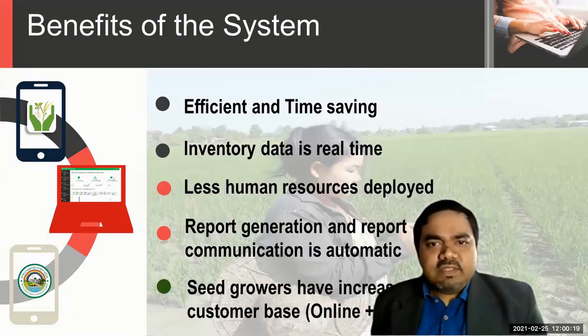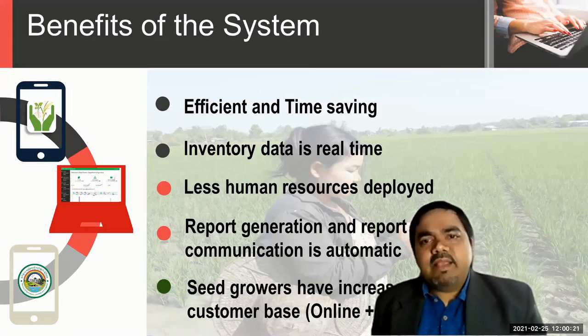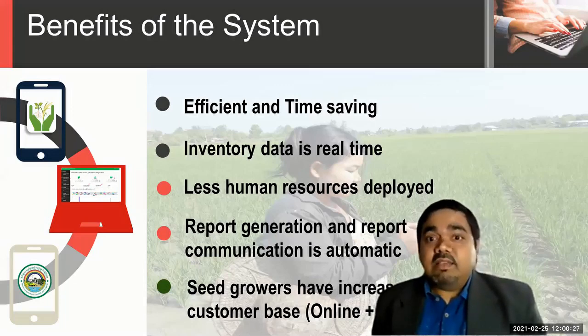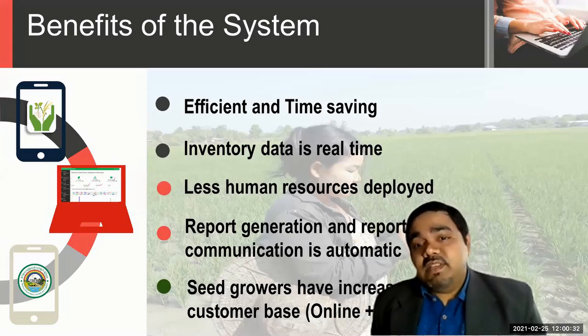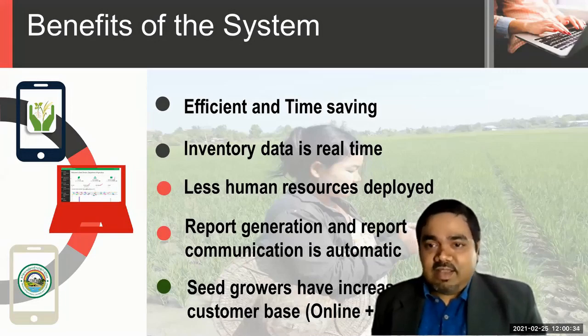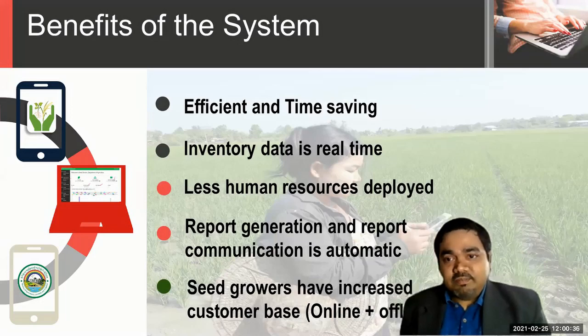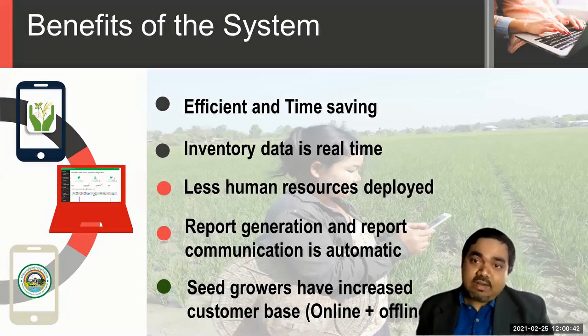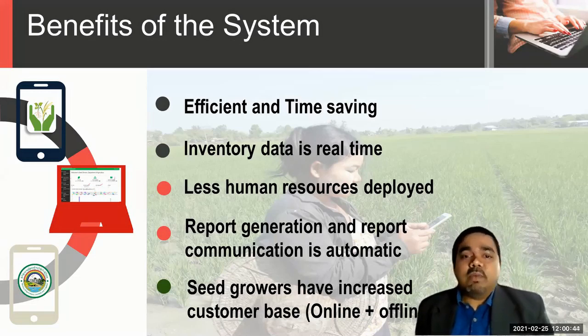So the benefits of this system are to make this whole seed distribution and the logistics efficient and time saving. The inventory data is real time, less human resources are deployed, of course, and now the seed growers have an increased number of clients. So earlier they only had the offline clients, but now they have both the offline and the online clients or sellers. So the whole market has actually increased.